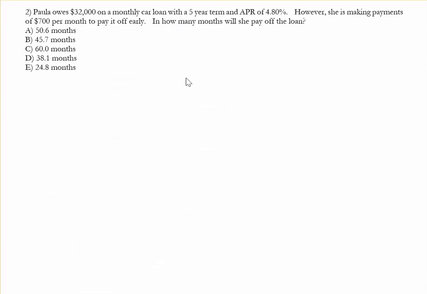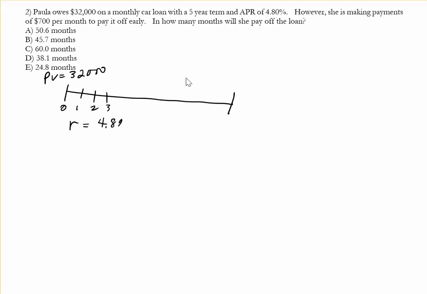This question is a loan problem, specifically a Chapter 5 problem, and is a great opportunity to use the timeline. So we see that Paul owes $32,000 on a monthly car loan. We're going to make that $32,000 the present value. It has a 5-year term with an APR of 4.8% with monthly payments. So each one of these numbers represents a month, and the periodic rate is calculated by taking the APR and dividing by the number of periods. So the periodic rate is 0.4%.